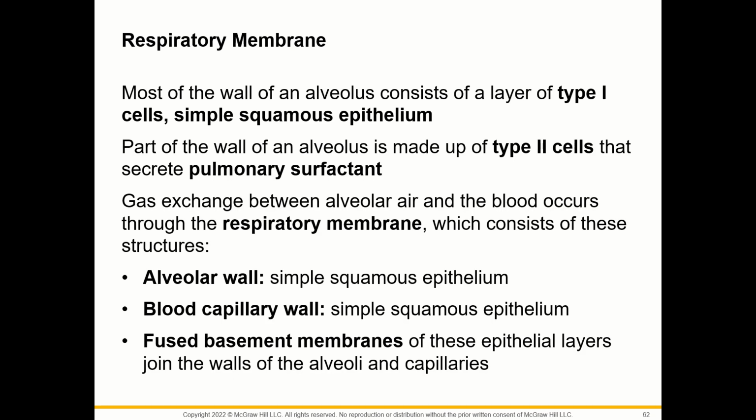All right, let's talk about surfactant, because we're talking about respiratory membranes. Most of the wall of an alveolus consists of a layer of type 1 cells, which are simple squamous epithelium. And then part of the wall of an alveolus is made up of type 2 cells that secrete pulmonary surfactant. Gas exchange between alveolar air and the blood occurs through the respiratory membrane, which consists of these structures: the alveolar wall, which is simple squamous epithelium, the blood capillary wall, which is also simple squamous epithelium, and then fused basement membranes of these epithelial layers join the walls of the alveoli and the capillary. And basement membranes are going to largely be made up of collagen.